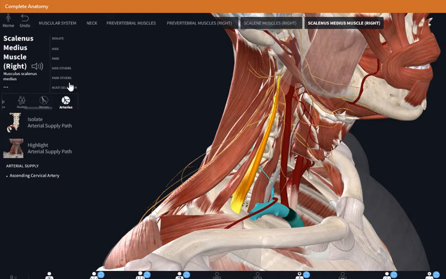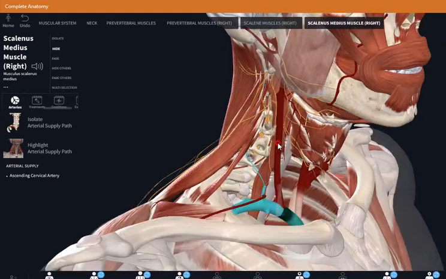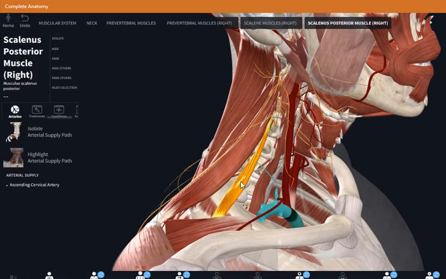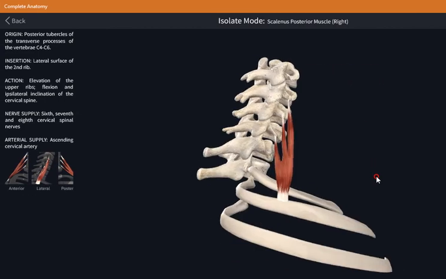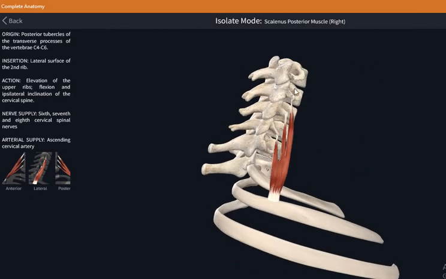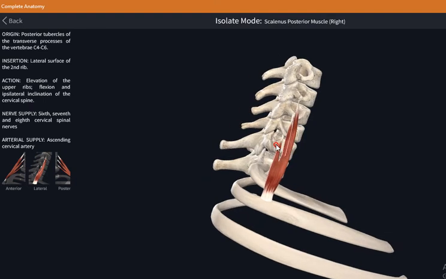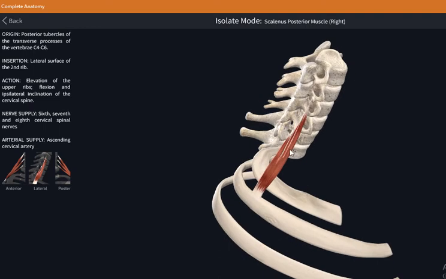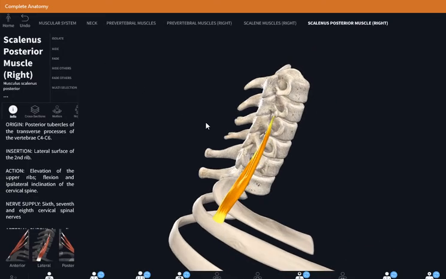So now we are going to hide the scalenus and pass much more posterior, and here we have the posterior scalenus muscle. If you isolate it, you are going to realize it's coming from cervical vertebrae 4, 5, and even 6 at times. So the transverse processes of cervical vertebrae 4 to 6. Now it's going to insert on rib 2 and not on rib 1, as in the case of the anterior and medial scalenus muscles.